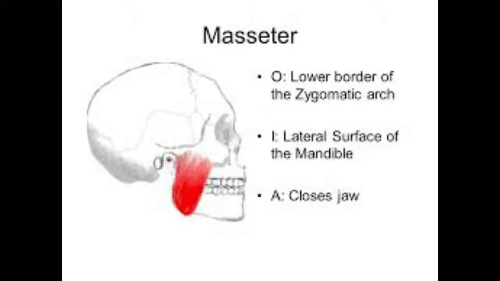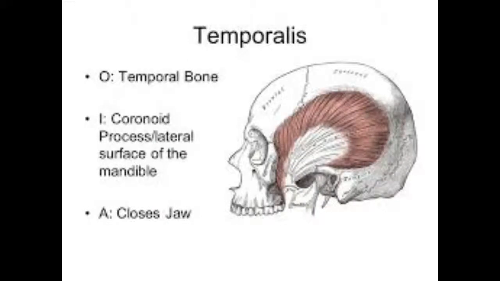The masseter. Origin, the lower border of the zygomatic arch. The insertion is the lateral surface of the mandible, and its action, it closes the jaw. The temporalis. Its origin is the temporal bone. Its insertion is the coronoid process and the lateral surface of the mandible, and its action is also closing of the jaw.